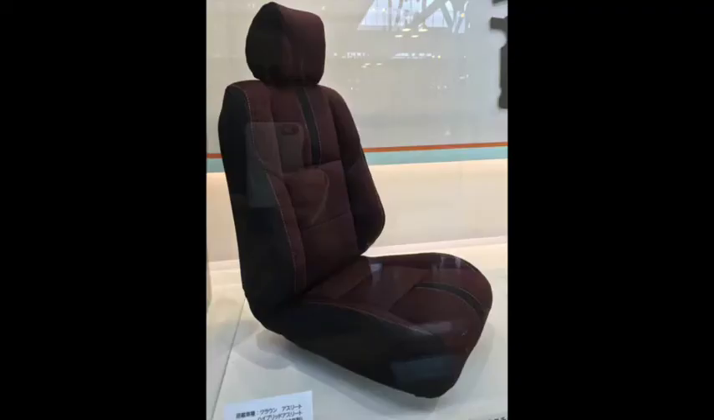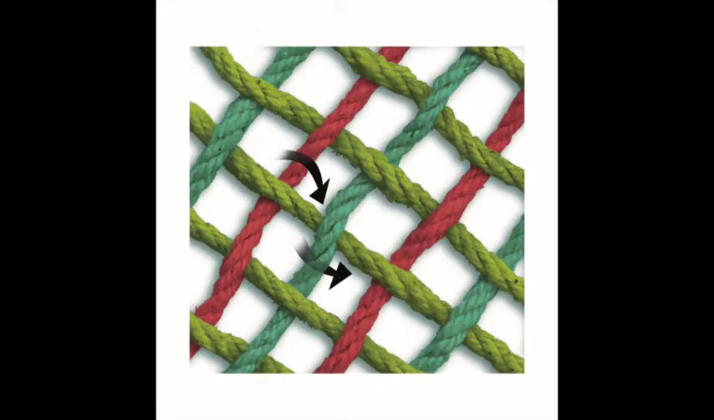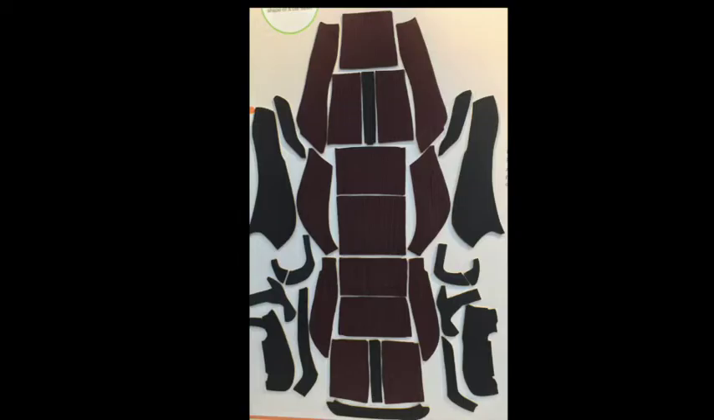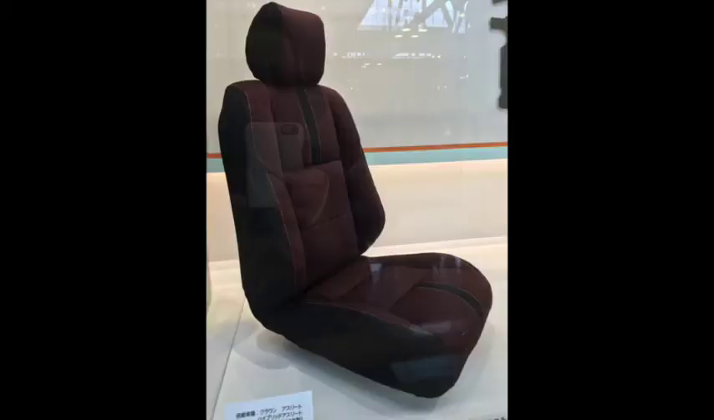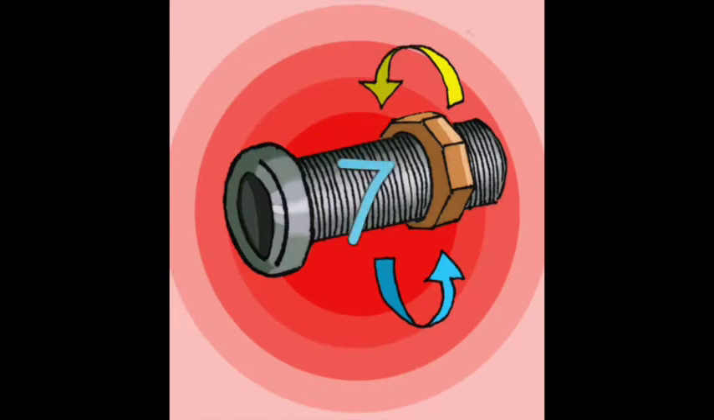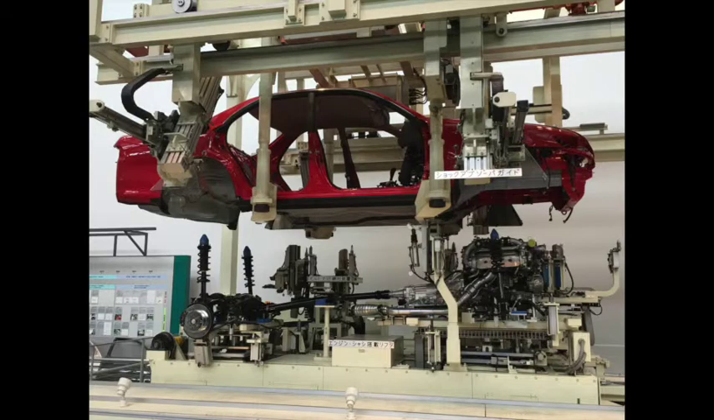Next, we need somewhere to sit down. First, weave threads into cloth. Second, cut the colored cloth into pieces. Third, sew the fabric pieces and stuffing together to make high-wear chairs. Last, we put together or assemble all the car parts.